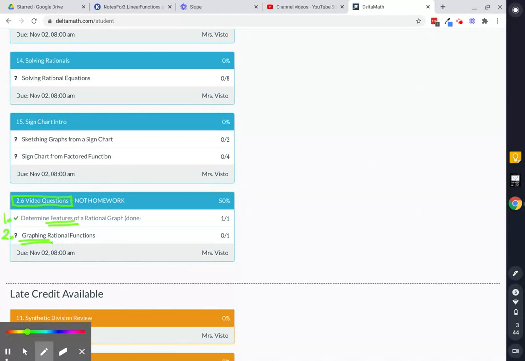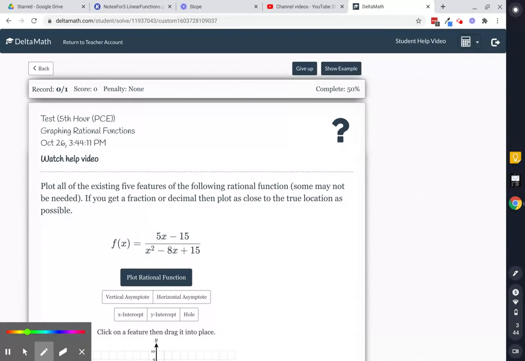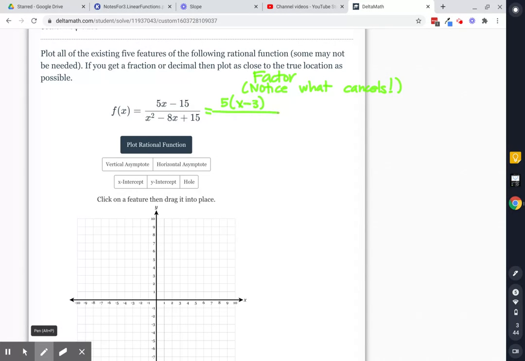So let's get logged in there so we can take a look. Awesome. Here's the equation that we are looking at. The first thing we want to do is factor. Notice what cancels. Okay, so the top, 5, x minus 3. The bottom, x minus 3, x minus 5. The x minus 3's cancel, and here is what we have left standing alone.